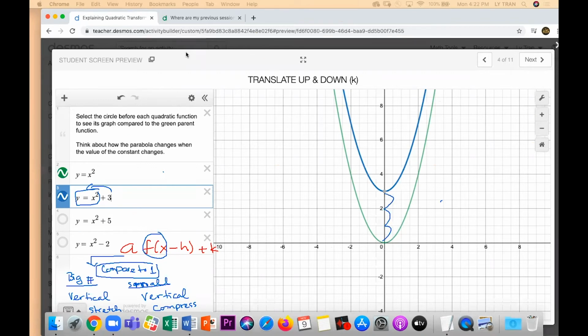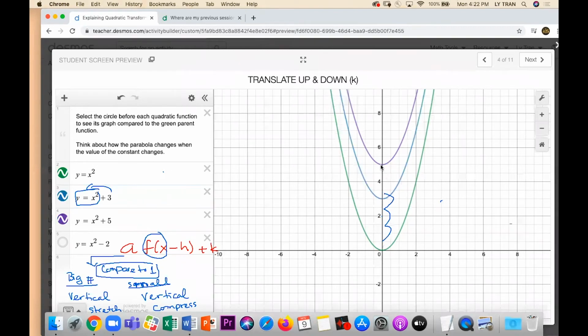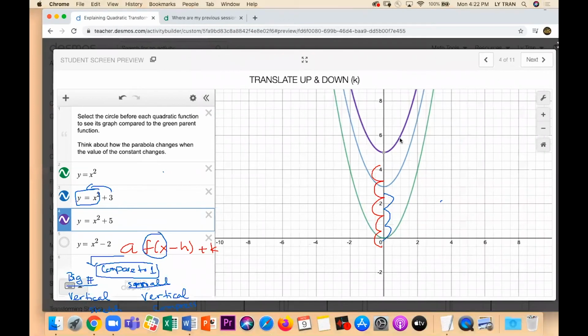How about if I plus 5? Look at the new function. We always compare to the parent function, that's gonna be the green one. So 1, 2, 3, 4, 5. So the graph going up, how many units? You go up, how many units? It's going up 5 units, as you can see, okay?